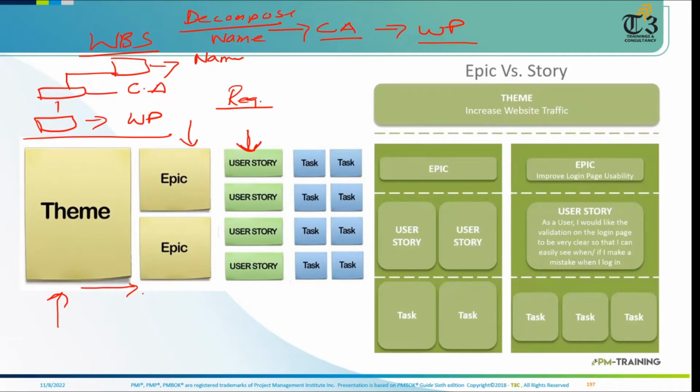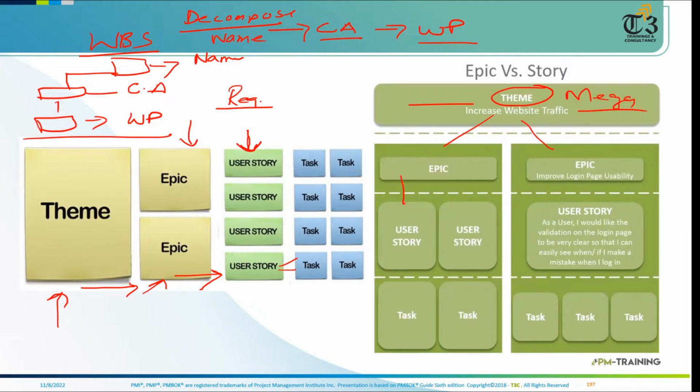Theme is decomposed into Apex. Apex is decomposed into user stories. And user stories is decomposed into tasks. Perfect. So it could be like this. Theme could be a mega feature of a product. Okay. Mega feature. And in that mega feature, you can have multiple Apex. And inside Apex, we have user stories.